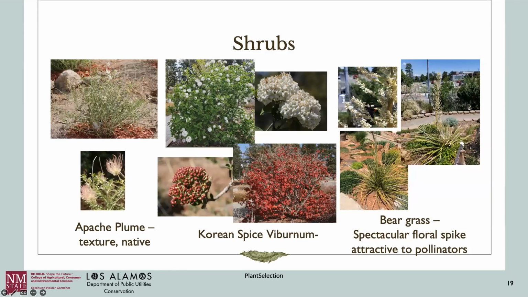The one in the middle is a Korean spice viburnum, smells spectacular in the springtime. Nice flowers, nice fruit, and nice fall color. And sorry, I'm using spectacular too much. The bear grass, I took over this part of the garden this year, and it looks a little bit like a yucca, but it's actually a grass. It put up a spike. The pollinators were all over that thing.